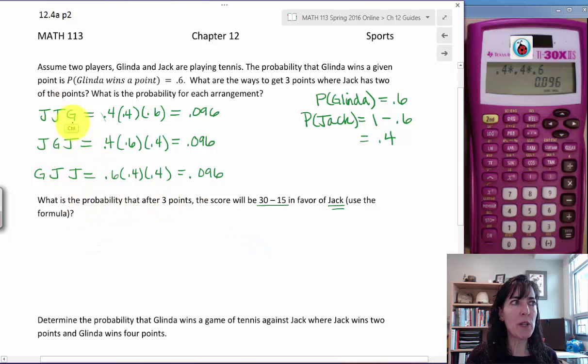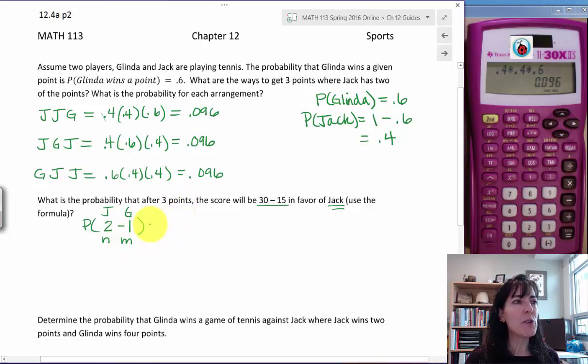So this was the probability of the 3 points, 3 different ways, all the 3 combinations that would end up with Jack having 2 and Glinda having 1. So now we want to look at the probability of the score being 30-15, so that's 2 to 1. Remember, the 30 means 2 serves won, and the 15 means 1 serve won. So we can put those in like this. This is Jack, and this is Glinda, and that means that this 2 is my N, and the 1 is my M.